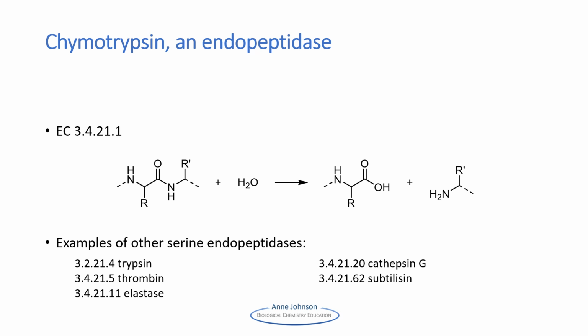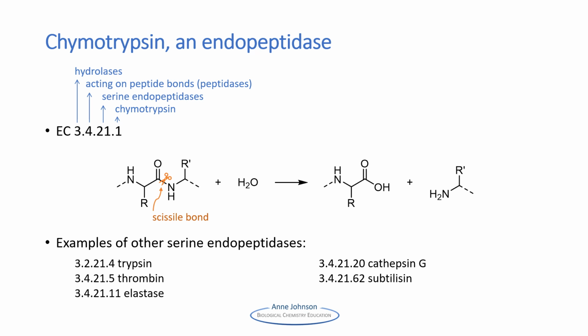This enzyme has the EC number 3.4.21.1, indicating that it is a member of the hydrolases that act on peptide bonds, that is, they have peptidase activity, and belonging to the group known as serine endopeptidases. It is the first member of this group. Endopeptidases are enzymes that cleave the peptide linkage between residues inside the peptide chain, as opposed to at the end of the chain. This bond is known as the scissile bond.